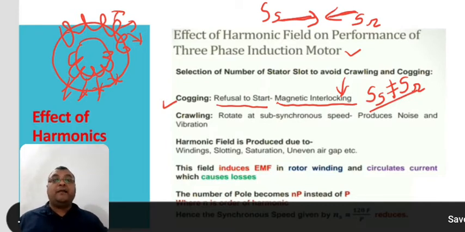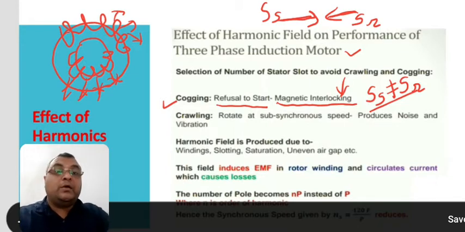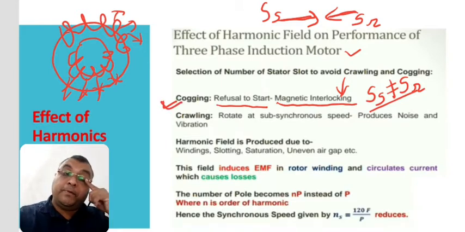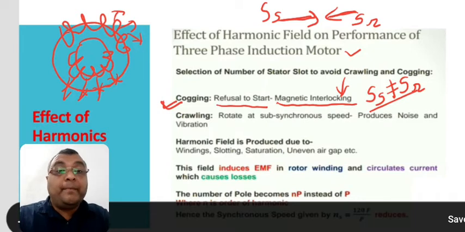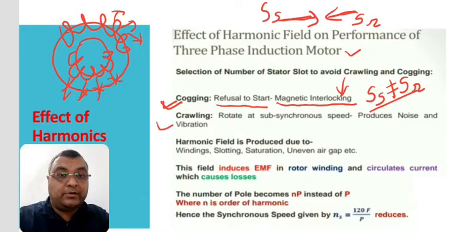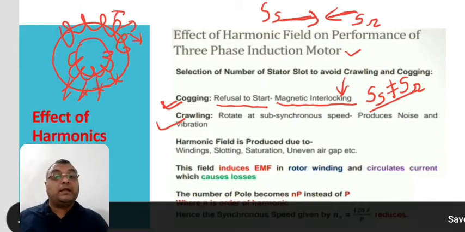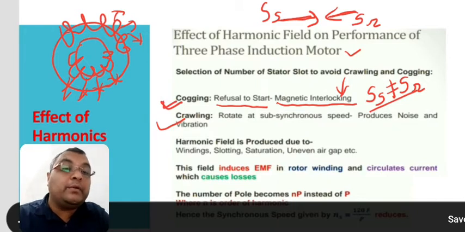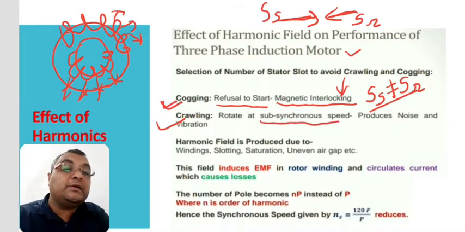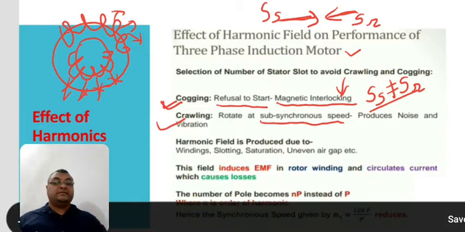Apart from that, there is one more phenomenon called crawling. I hope you understood what cogging is and why it happens when the condition SS not equal to SR is not satisfied. In crawling, the motor rotates at sub-synchronous speed and produces noise and vibration.